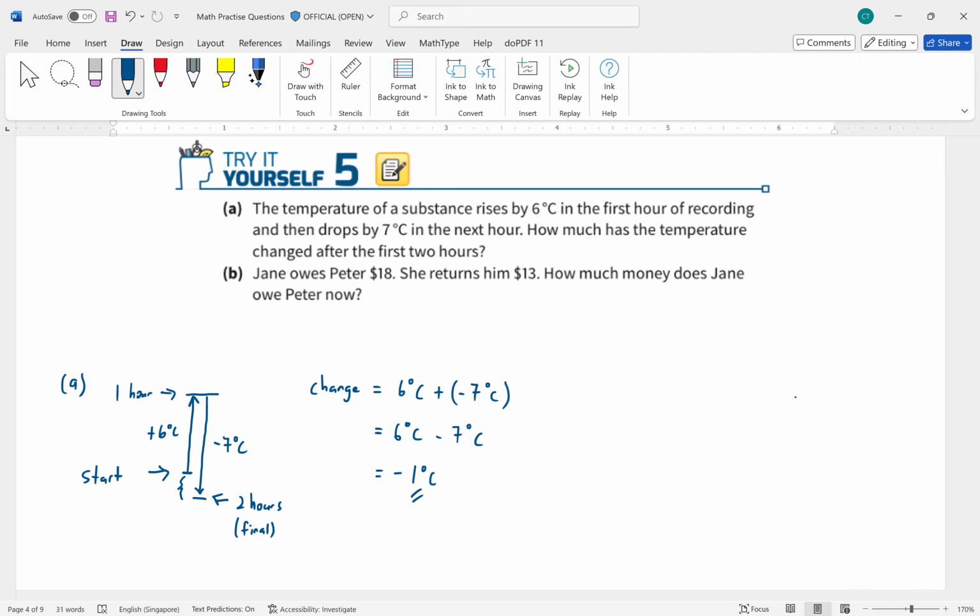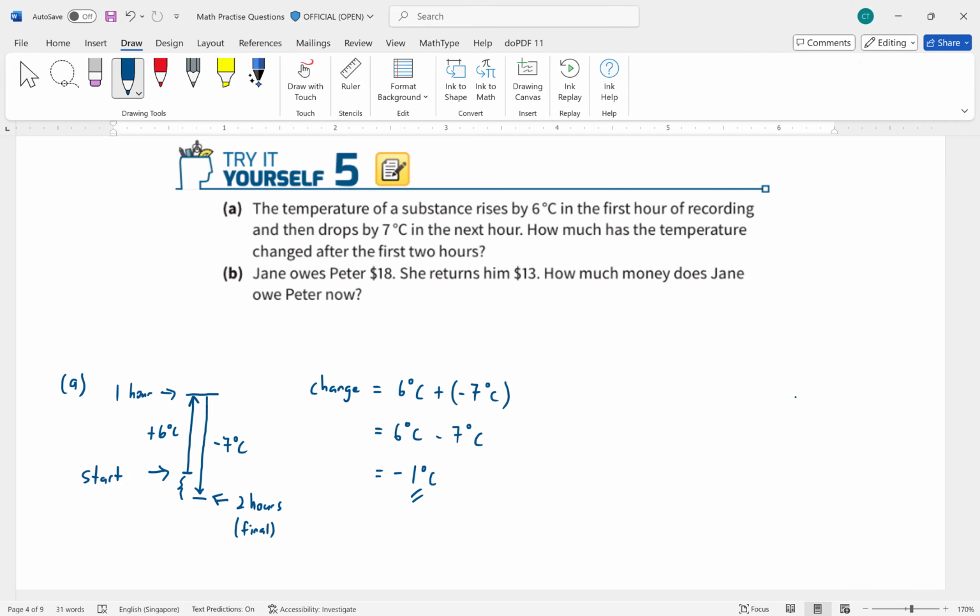At this point, do take note that it is possible for a change to be negative. It's possible for the change to be a negative number because a negative number simply means that something has decreased in value. In this case, we are talking about temperature. So do know that your answer for change can be a negative value if there is a drop in a certain value. In this case, it's the temperature.